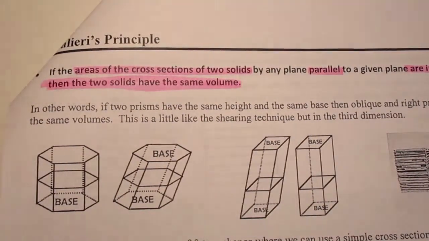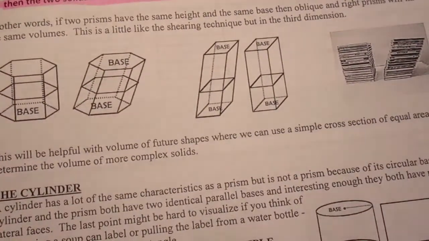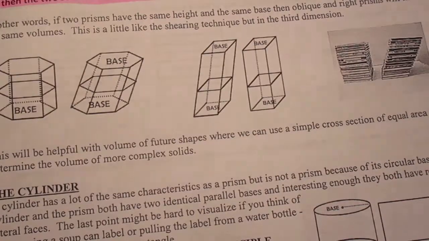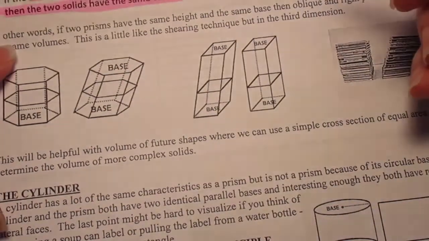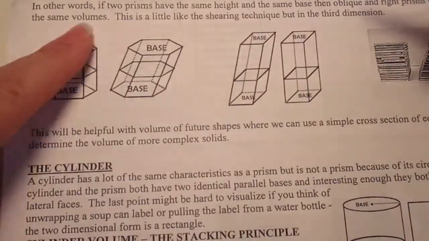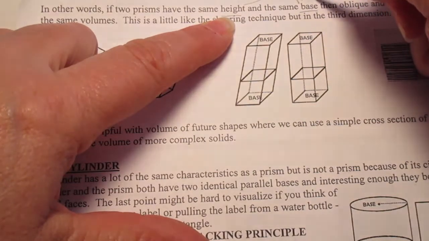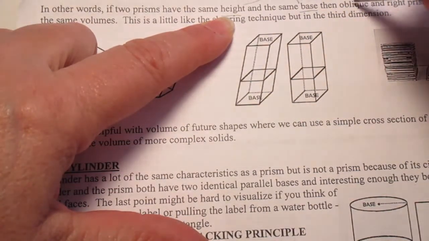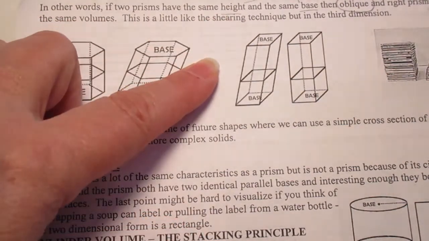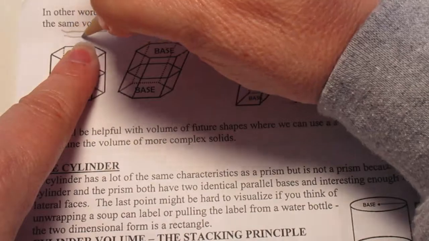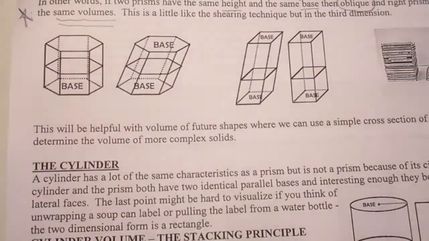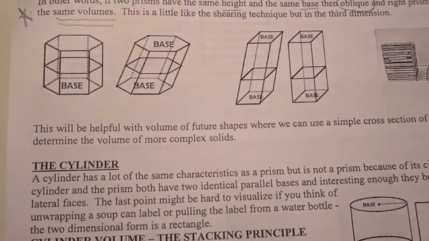There are some pictures here, but I wanted to point this out to you. Let me look at my notes. If we look at the second sentence, it says right here, in other words, if two prisms have the same height and the same base, those are your dimensions. So if they have the same dimensions, even though they might be oblique, then they are going to have the same volume. This is an important sentence, and remember those 7 sentences we talked about all year? This is going to be one of those 7 sentences. So it's important for you to realize this is pretty important.